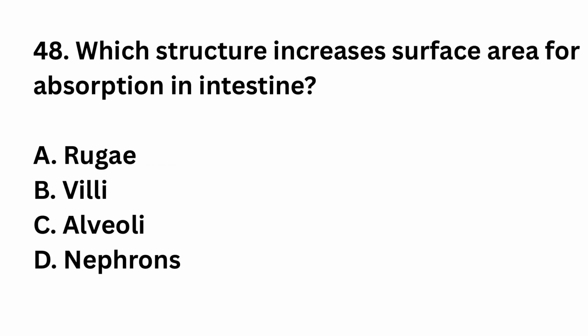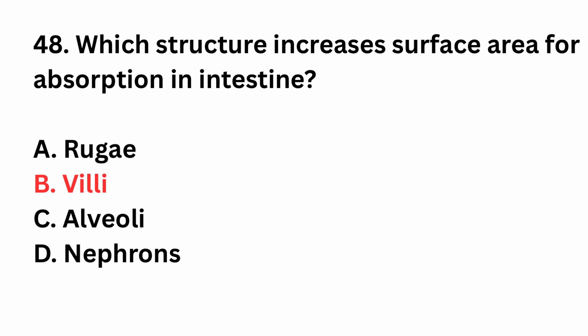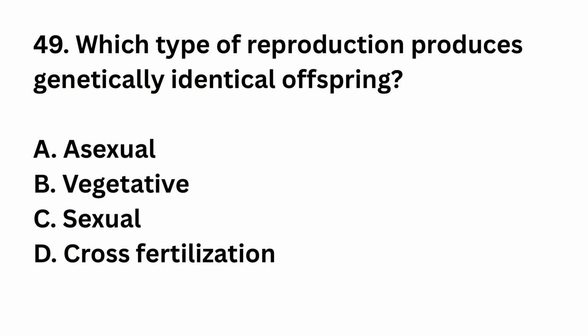Question number 48. Which structure increases surface area for absorption in intestine? Rugae, villi, alveoli, nephrons. The right answer is option B, villi. Villi enhance nutrient absorption. Question number 49.